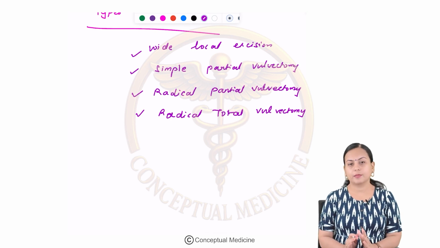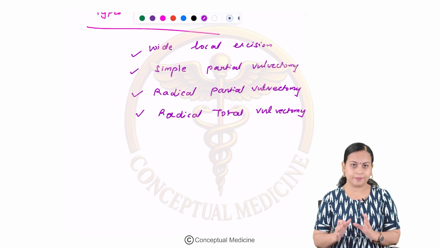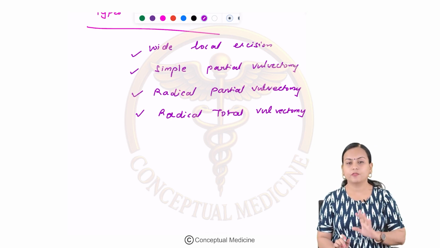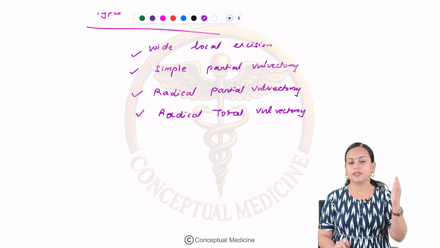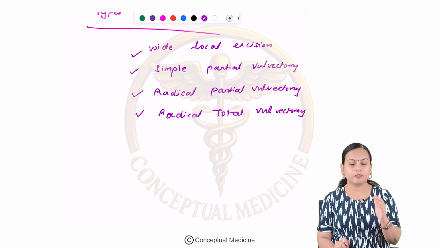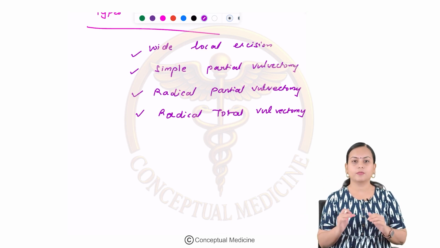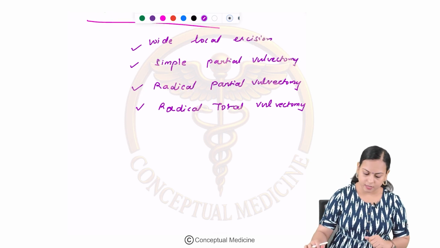Simple partial vulvectomy means you will be removing that side vulva completely. Okay, one side of the vulva completely. Radical means you will be adding lymph node dissection. That's it. Okay, so radical partial vulvectomy means one side of the vulva will be removed along with the lymph nodes, and radical total vulvectomy means total vulva will be removed along with the involved lymph nodes. Clear?